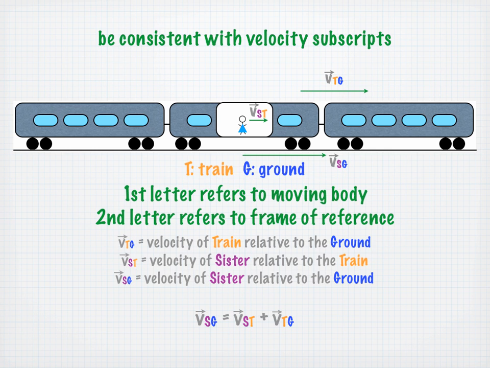If you're consistent with the way you write your subscripts, then the first subscript letter on the left side of your equation will be the same as the first subscript letter on the right side of your equation. And the last subscript letter on the left side of your equation will be the same as the last subscript letter on the right side of your equation. This train example is an example of one-dimensional relative velocity, since all the velocity vectors point along the same line.